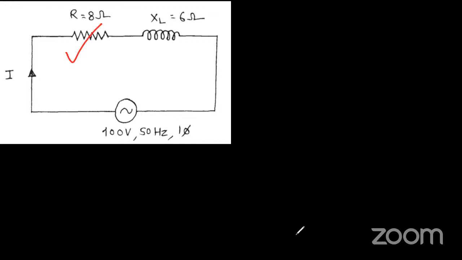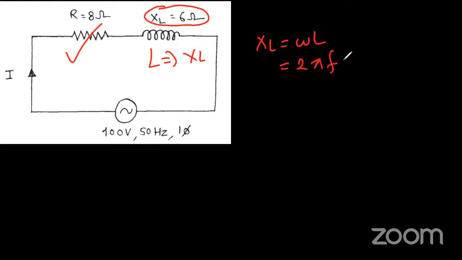We have one inductor. Its XL is given directly. XL is 6 ohm. If they had given L, then from L we would need to find XL. How? XL is equal to omega L, where omega is 2 pi f. So if L was given, we would need to find XL using this formula. Here XL is given directly.